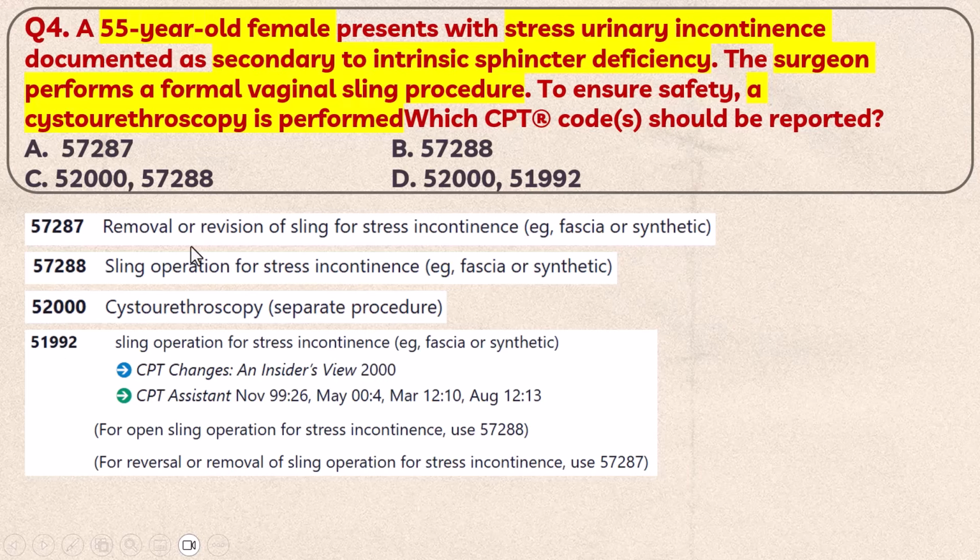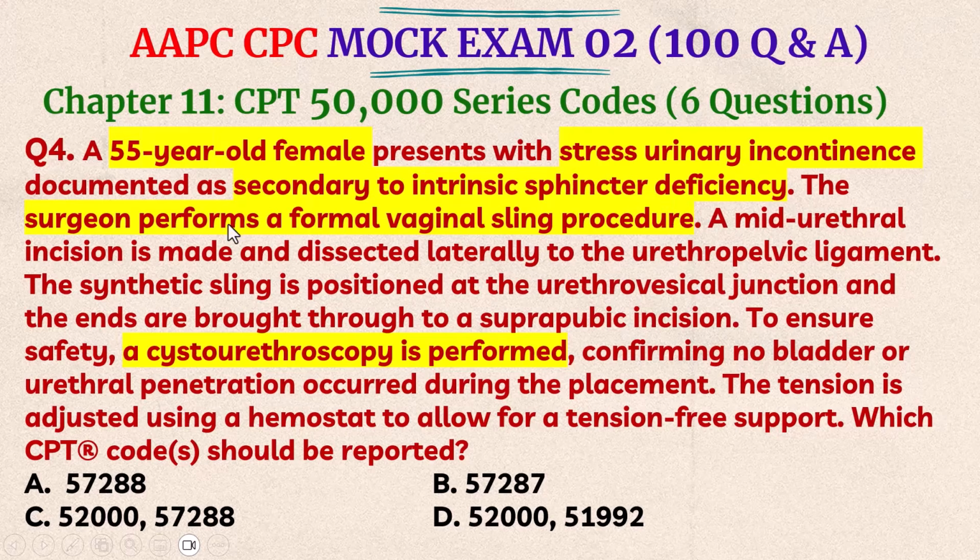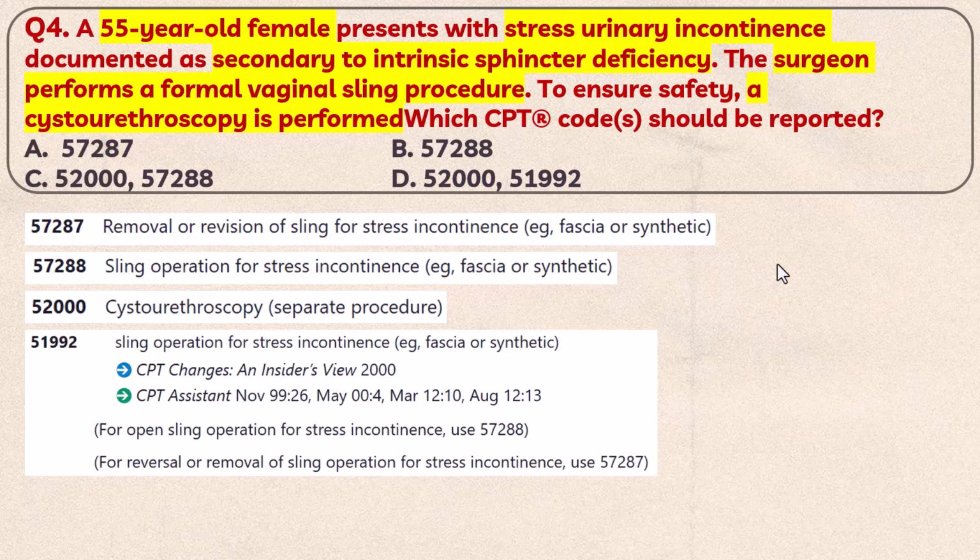So how to find this is an open procedure? I have highlighted the important part of the question here. So let's go back. Here you can see performs a formal vaginal sling procedure. Formal means the open procedure. But if you have doubt, you can read the procedure notes here. You can see a mid-urethral incision made and dissected laterally to the uretero-pelvic ligament. So it's an open procedure. The procedure is described here. So you have to be careful with these two codes. So here the correct answer will be answer B.